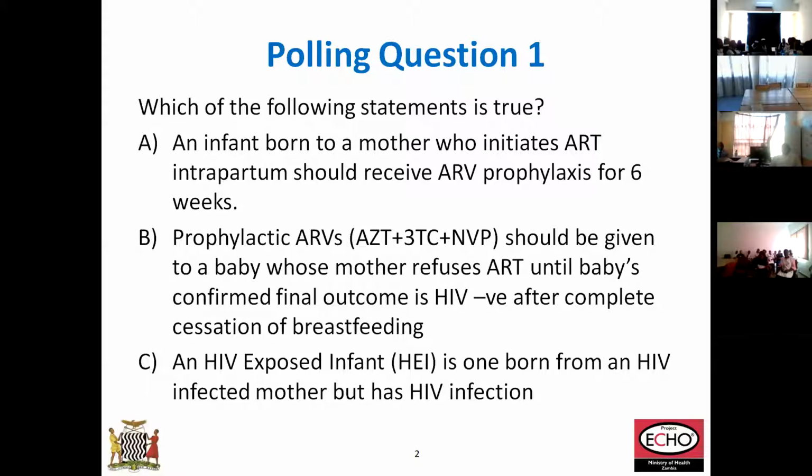So we're going to our polling questions. Let me just pick up on the polling questions. At this stage, we have 3 polling questions, and we invite you to take part in responding, giving the appropriate answers.